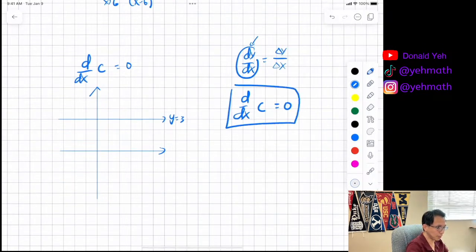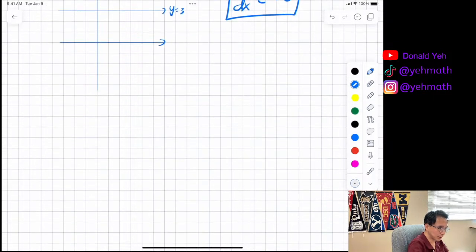It's called the constant rule. Now I'm going to take the derivative of something else. Let's take the derivative of something called the power rule, x to the n. So this is called the power rule.